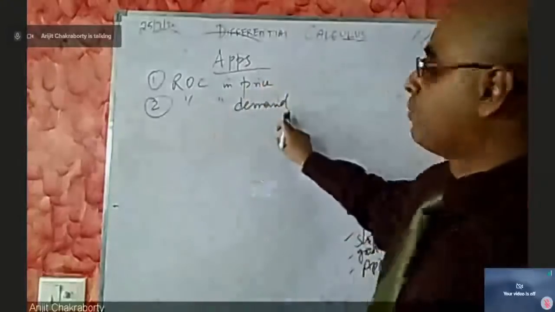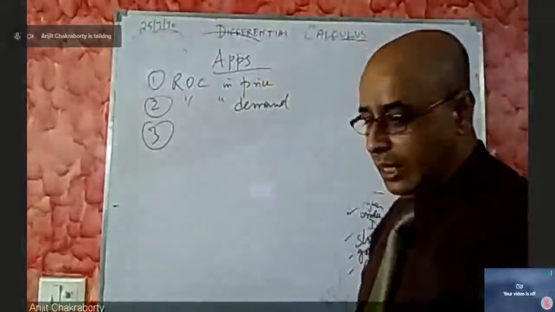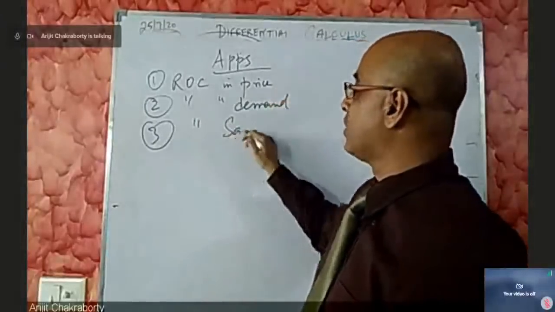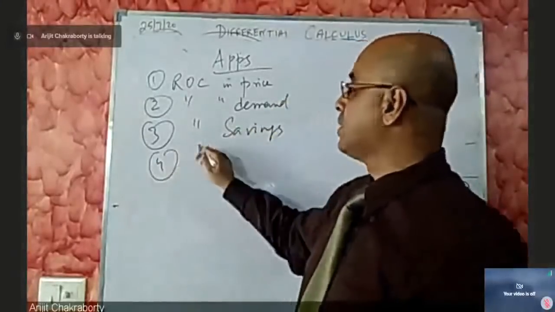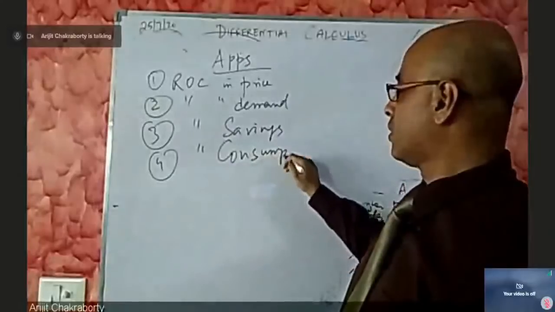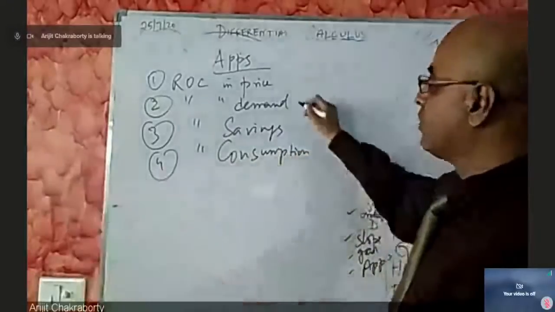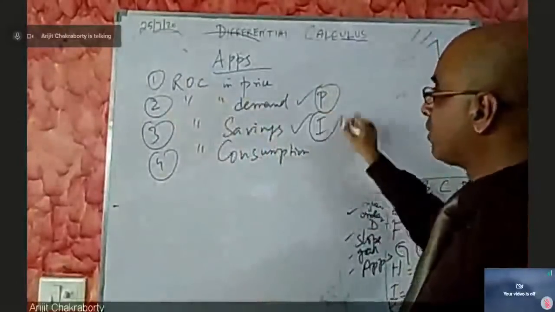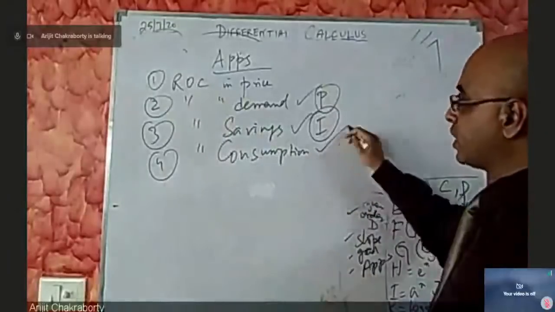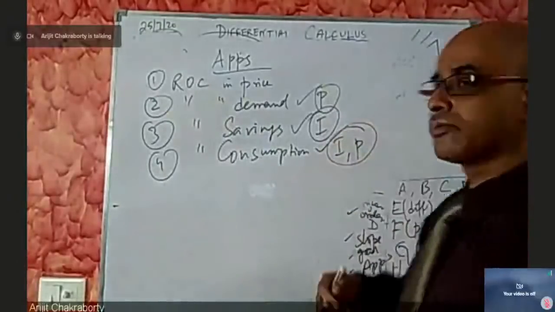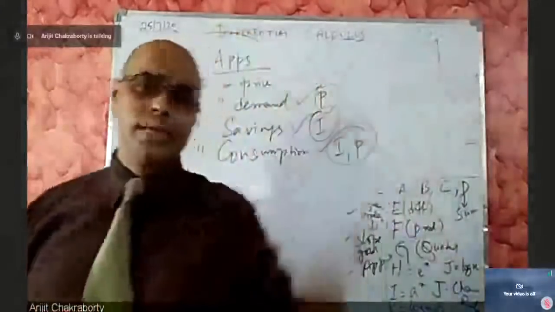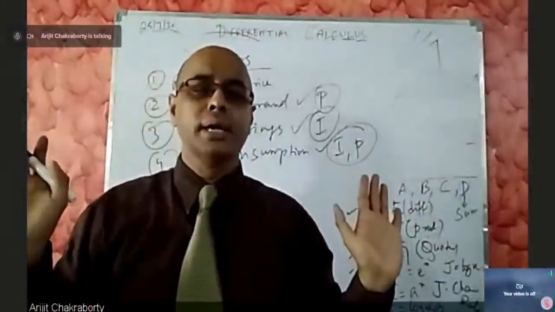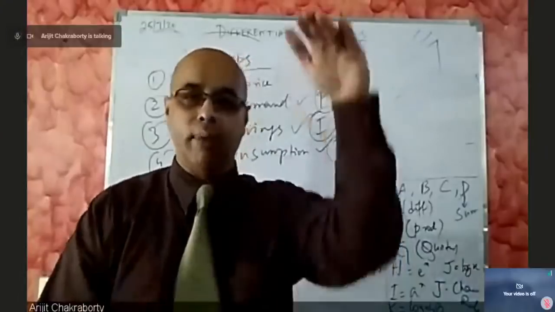Okay, so demand. The third one: when there is a change in, say, savings, the rate of change in savings, the rate of change in consumption. Now, change in demand will take place when there is a change in price. Change in savings will take place when there is a change in income. Change in consumption will take place when there is a change in income as well as price. As simple as that. My income has reduced. I was working in a company, and due to, say, lockdown, I am getting only 10 or 20% of my salary. My income has reduced.